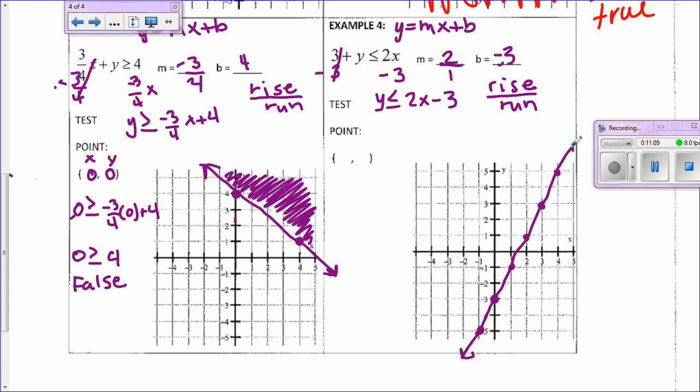Okay. You guys should be doing the same thing. You guys should be copying all of this down on your paper.